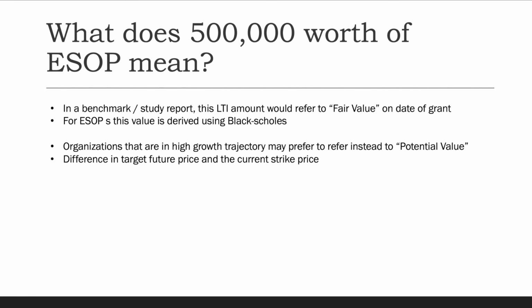A question here: what does 500,000 mean if we make a statement that there is 500,000 worth of ESOP? Now, this is a very important question for reward professionals as you review any compensation data. Again, it depends on what information you're looking at or what the objective you're trying to drive. If you are reviewing a benchmark or a study report, then the amount that is referred to in the LTI column refers to the fair value on the date of grant. So for ESOPs, that value is derived using a Black-Scholes method.